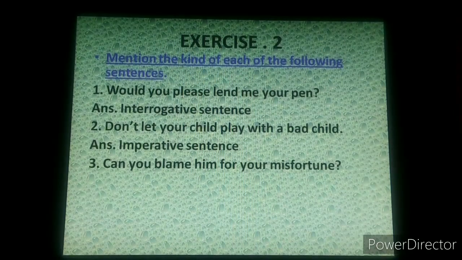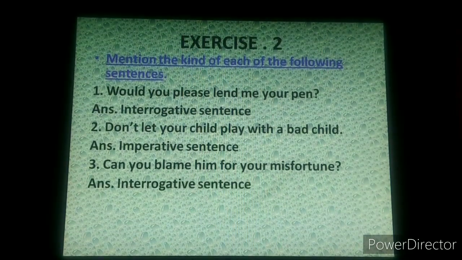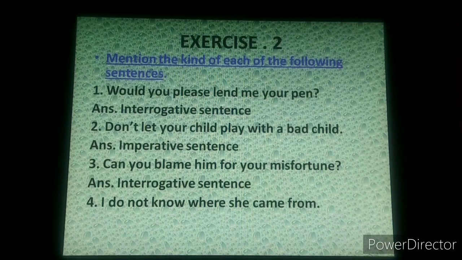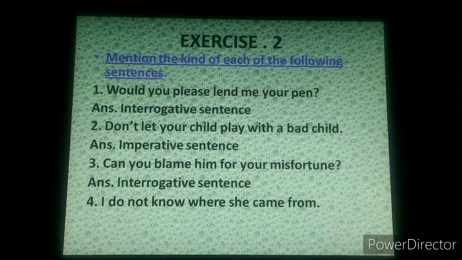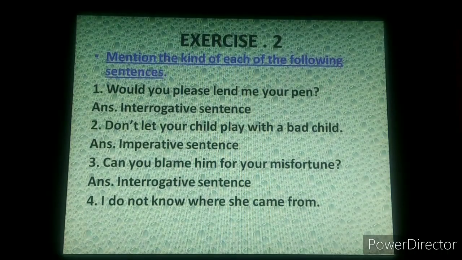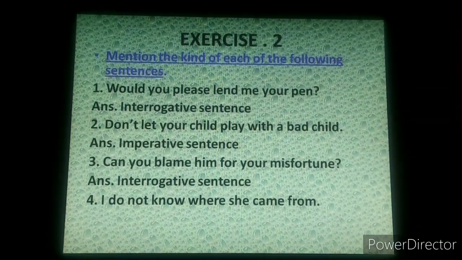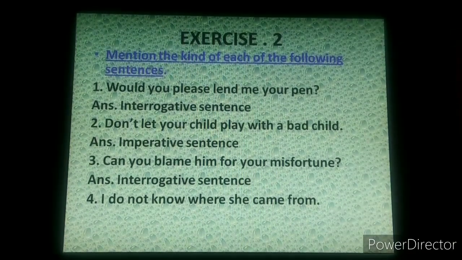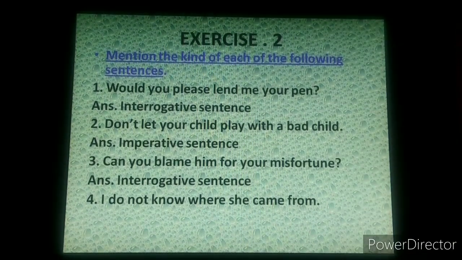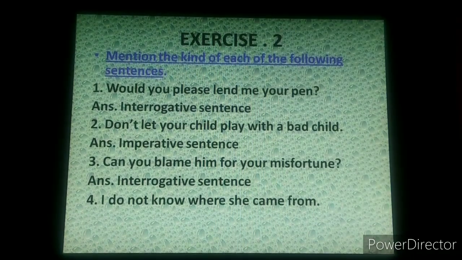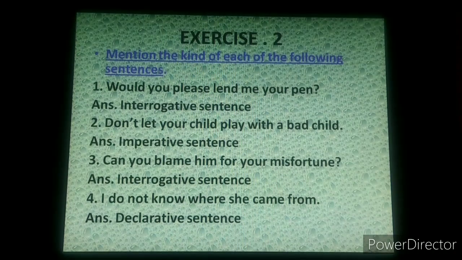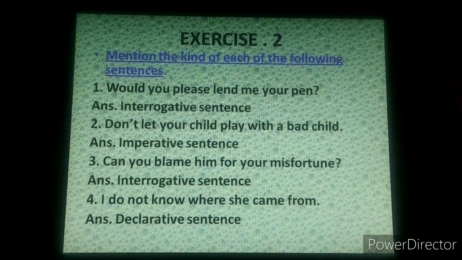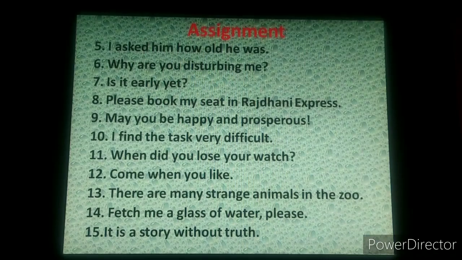Again there is a question mark. That simply means it is an interrogative sentence. Now, the fourth one, I do not know where she came from. It does not have an exclamation mark, so it is not an exclamatory sentence. Question mark, no. But it is a simple sentence. It is just giving you the information that I don't know from where she has come. So it becomes a declarative sentence.